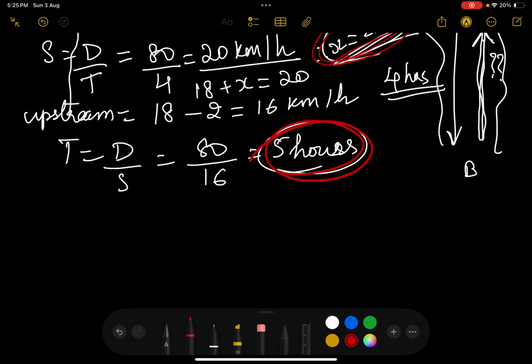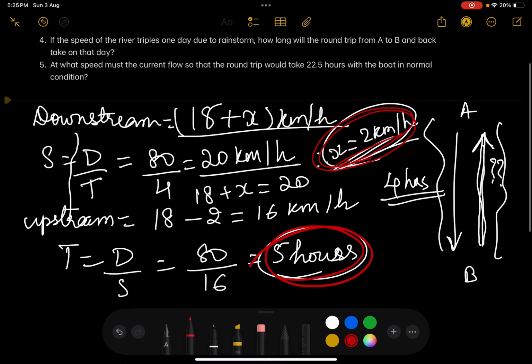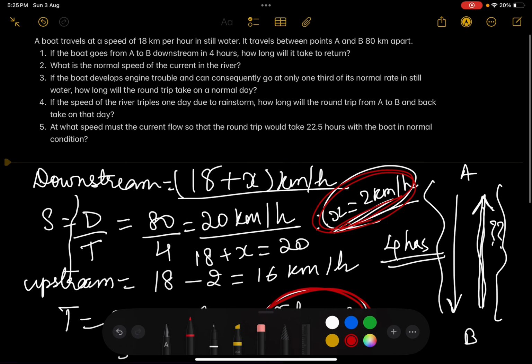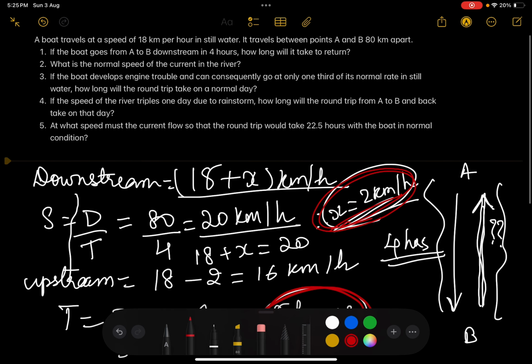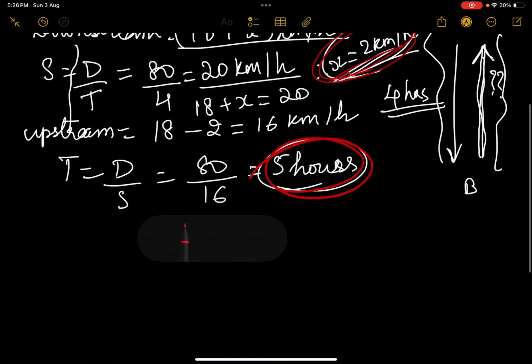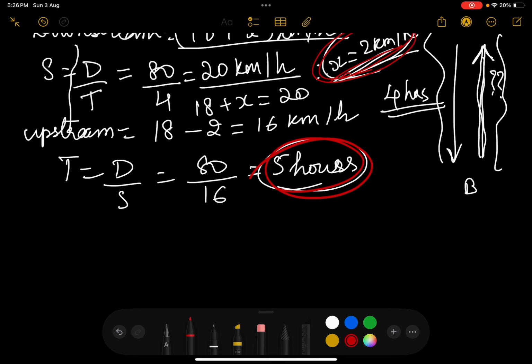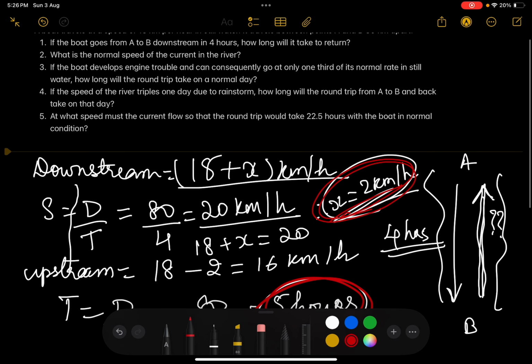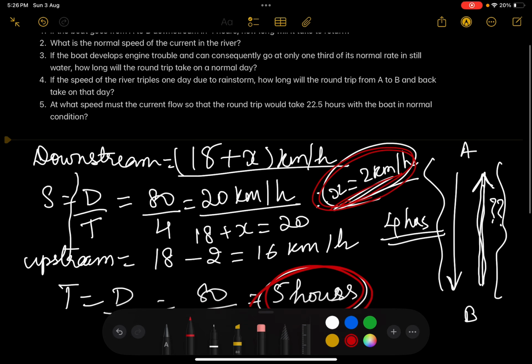In case of any questions, don't worry, just put it in the comments and I will answer all your questions. Okay, so here in this one calculation, we have found out solutions for the first two questions. That is, if the boat goes from A to B downstream in 4 hours, it will take 5 hours for it to come up again at point A. And second, the speed of the current in the river is 2 km/h.